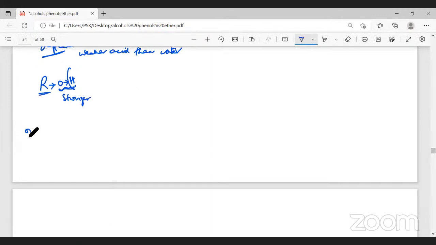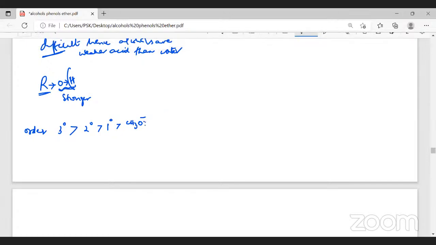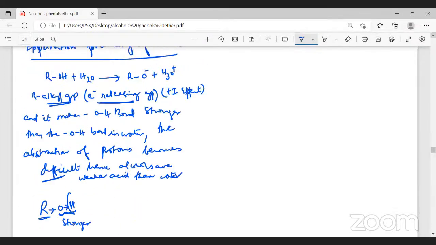You should also remember the order of acidic strength for an alcohol. The order of acidic strength is: tertiary alkoxide ions or tertiary alcohols are stronger than secondary, secondary stronger than primary, and primary is stronger than the methyl group, methoxy group. So this is the acidic strength of alcohol.